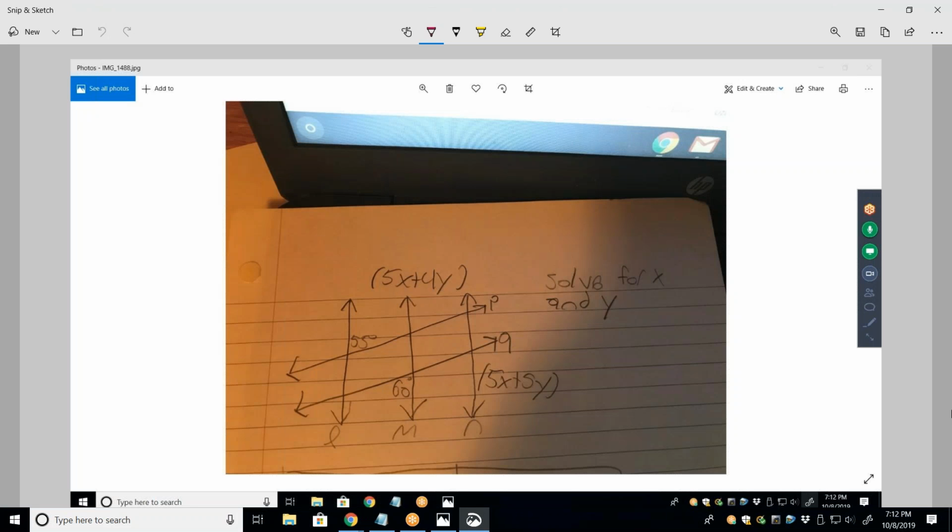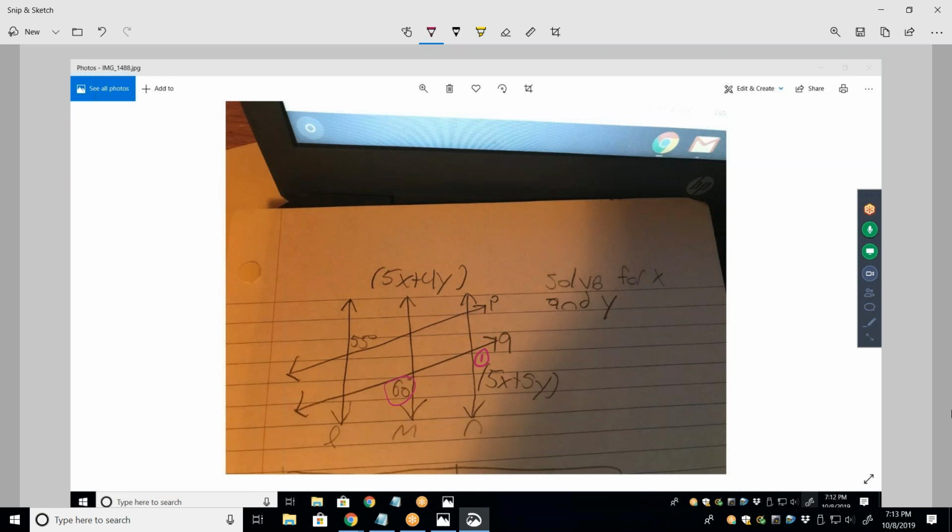Okay. So what they're saying is that angle 1 is equal to 5x plus 5y. Correct. Okay. So what other angle that they've labeled on here is equal to angle 1? Isn't it 55? No. No, it's 60. It's 60. No, excuse me, it's not 60.